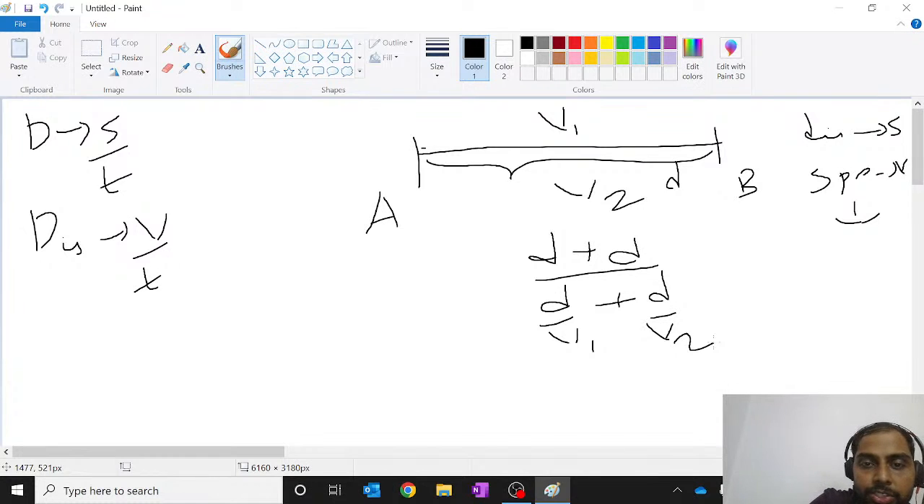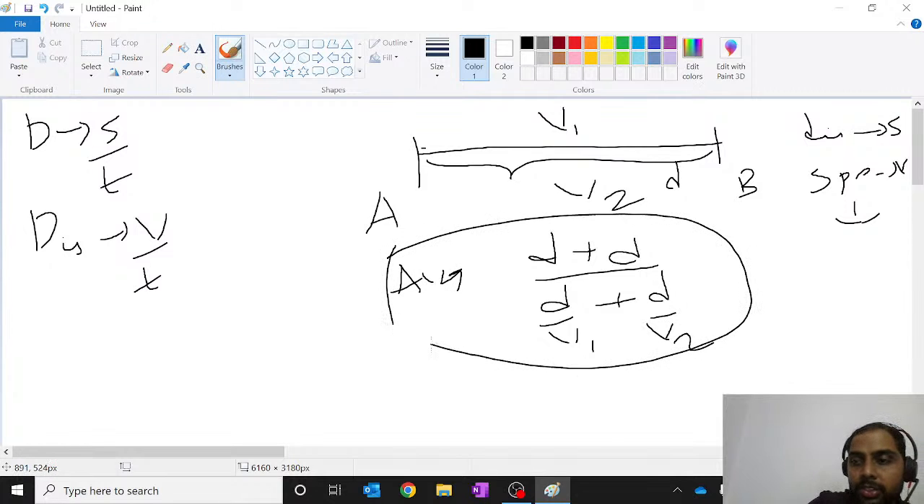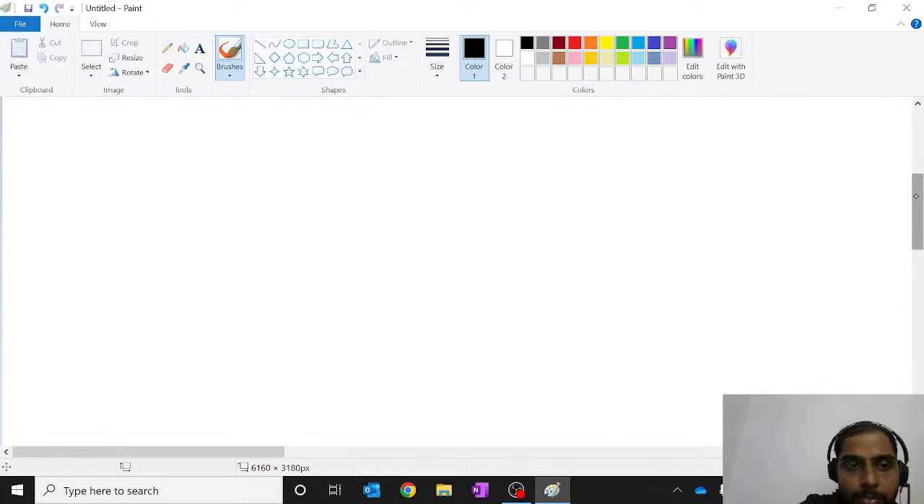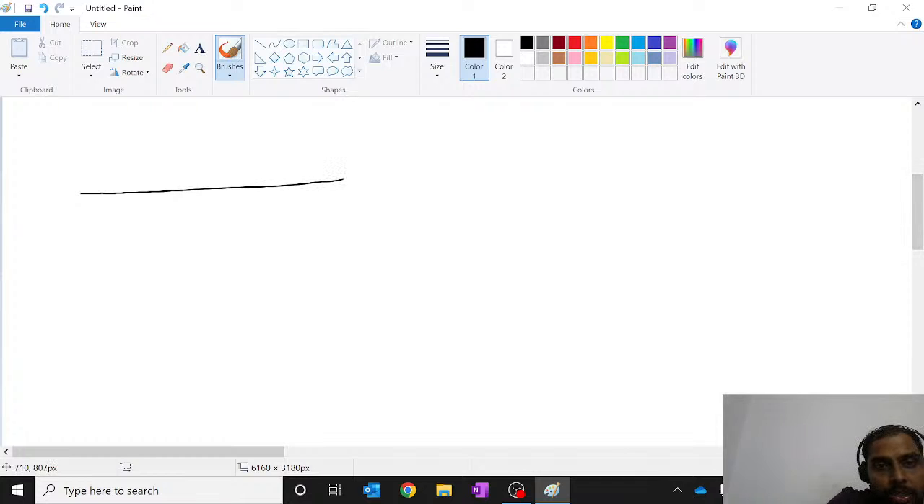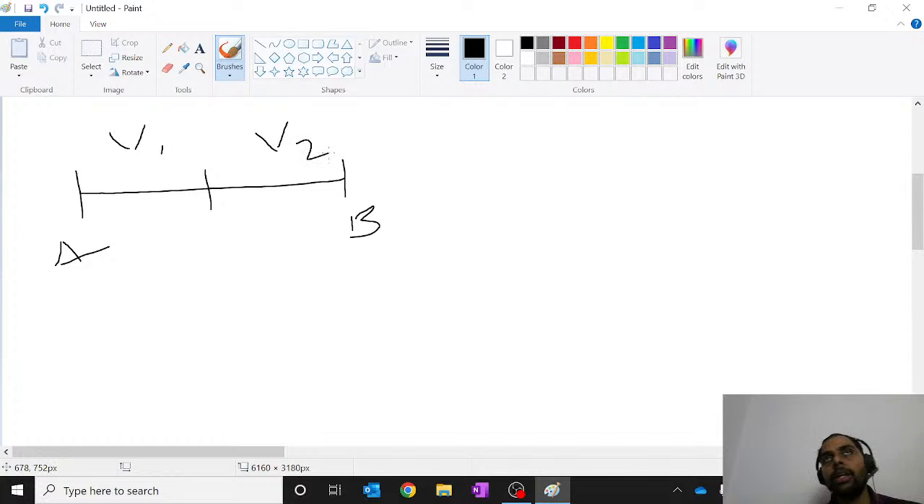Clear? So from this you will find out average speed. You can have multiple scenarios in this. For example, in similar length, let's assume they tell you A to B, half the distance, my velocity is V1. For another half, the velocity is V2. We have to find out the average velocity.